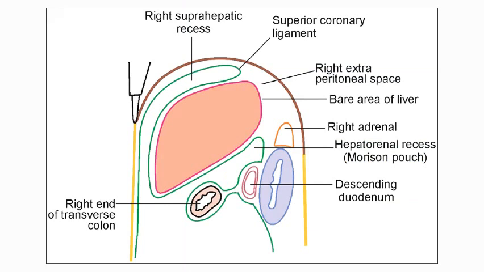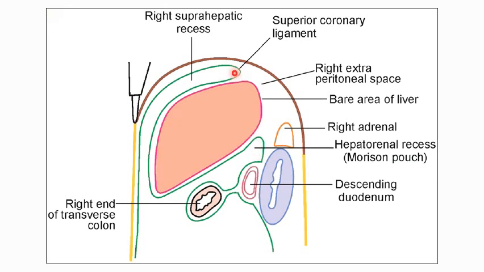So in this picture, we will be learning about the right subphrenic spaces. Let us start with the first one, right anterior intraperitoneal compartment. So this one, this is liver, present anterior to it. This one is the right anterior intraperitoneal compartment. Present posterior to the liver, this space is right posterior intraperitoneal compartment.